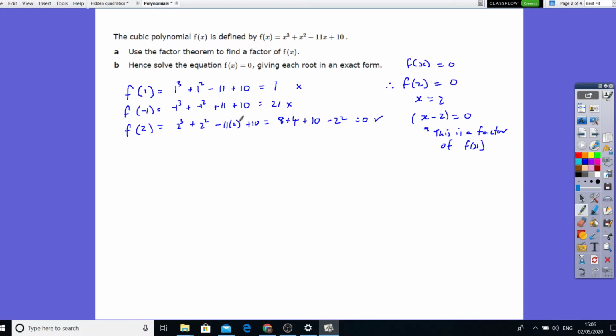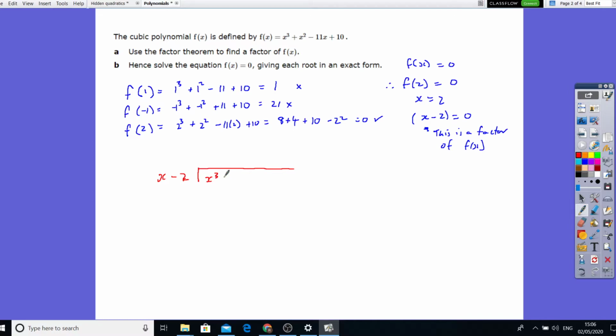Now, it takes a bit of time, but once we've got it, we can then go on to the next part. Pretty straightforward by doing long division and trying to factorize. So first things first, this is a factor. Let's first of all do the long division, and let's choose red. So we know that x minus 2 is a factor of f of x. So let's just factorize f of x. So let's first of all do long division.